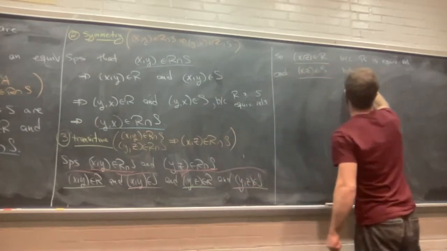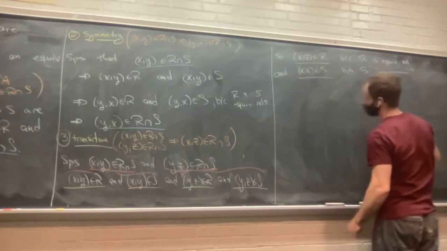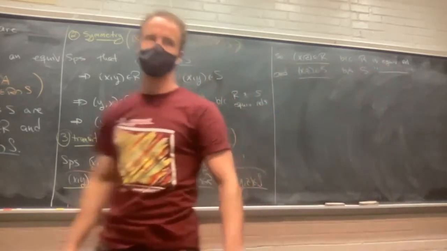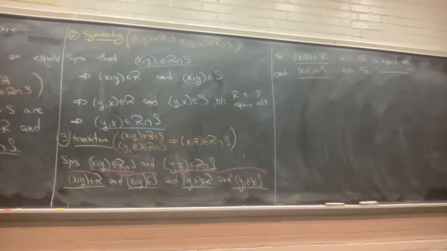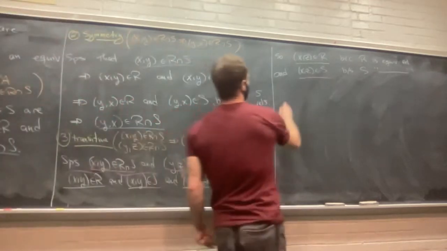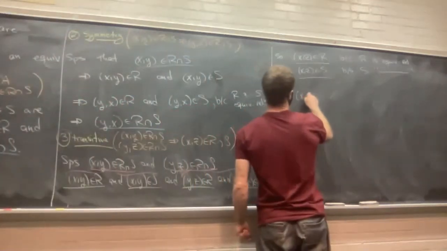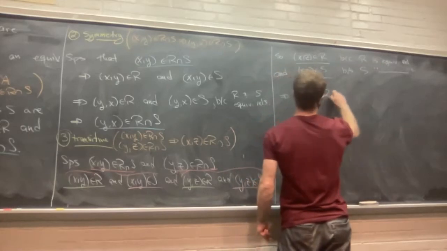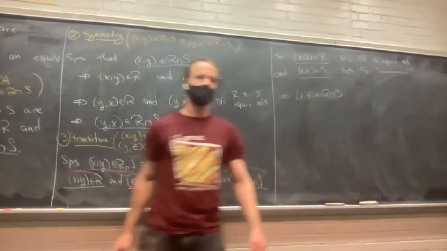xz is in S because S is an equivalence relation. That was one of our hypotheses, right? Okay, but now put that back together by the definition of intersection. We have that this means that xz is in R intersect S.